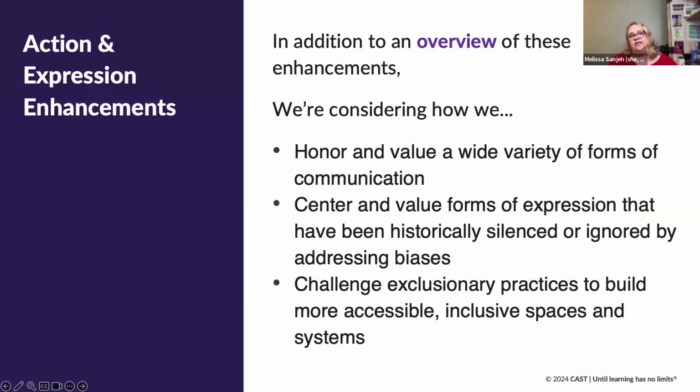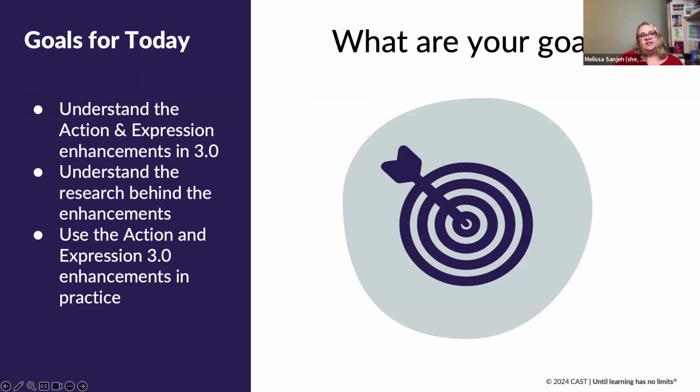For the enhancements we're going to drill down into in this webinar, the action and expression enhancements, we are going to be considering how we honor and value a wide variety of forms of communication. We're going to be talking about centering and valuing forms of expression that have been historically silenced or ignored by addressing biases. And we're going to talk about challenging exclusionary practices to build more accessible, inclusive spaces and systems. Through digging deeper into that content, we're hoping that you will understand the action and expression enhancements and the research behind them. Jenna's going to take us through some of the research and some of the process they went through as they updated and enhanced them. Then we'll come up with some ideas for how we might use these enhancements in practice, both with some ideas that CAST is bringing to the table, but also engaging everyone on this call to share with each other some of our ideas.